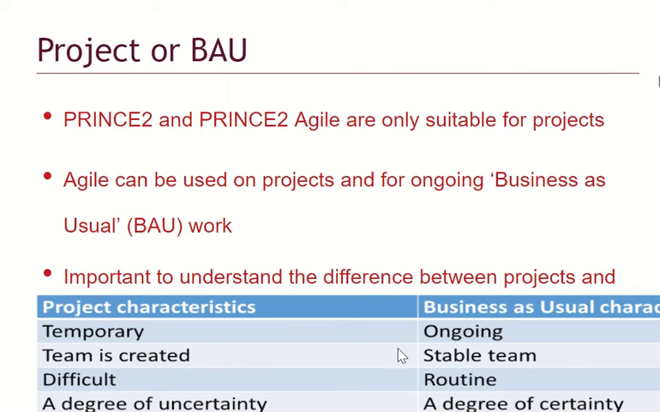Then the next one, in a project, there will always be a temporary team created for the purpose of a particular project implementation. The team will be created. After the project is completed, the team members go back to where they were working before, to their business as usual activity. So a project does not have a stable team. Business as usual will have a stable team.